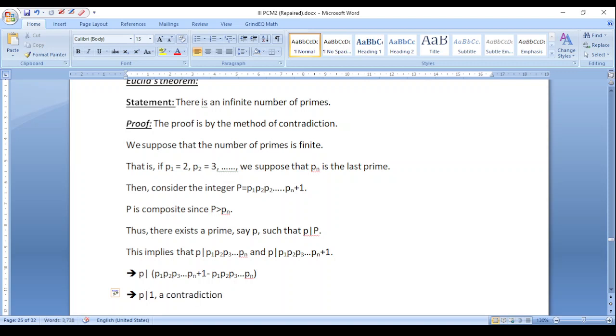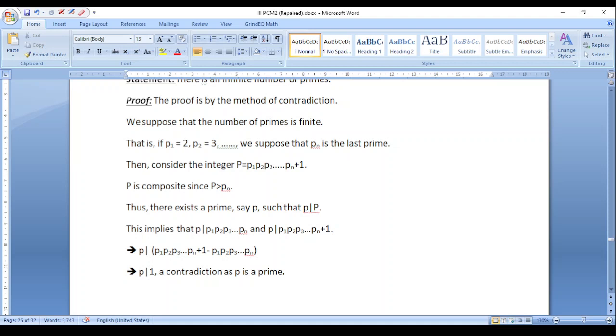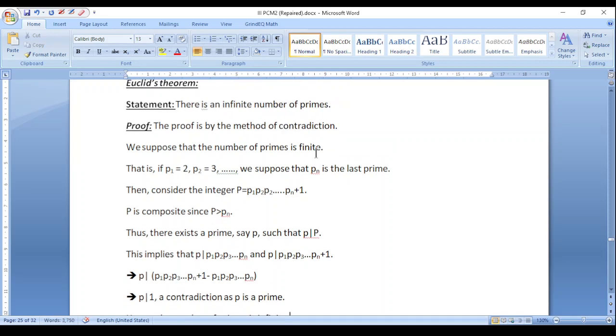This is a contradiction because P is a prime, right? Since P is a prime, any prime cannot divide 1, right? So this is a contradiction. And why did we get this contradiction? It is because we supposed that the number of primes is finite, so that supposition itself is false. Hence, the number of primes is infinite. So that completes proving Euclid's theorem.